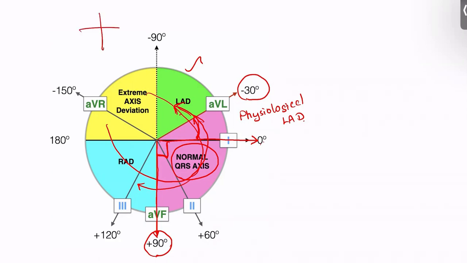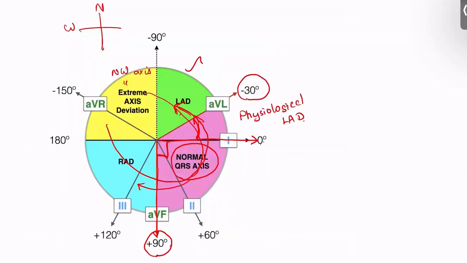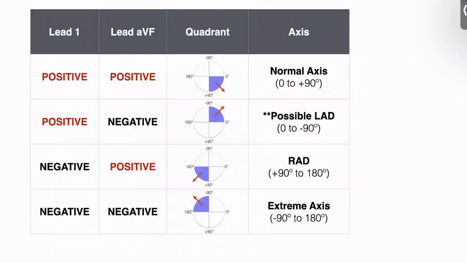Otherwise, it is north and west, so it is also called the northwest axis. The quadrant method is the easiest method to use, but it doesn't distinguish between physiological LAD and pathological LAD. Since the perpendicular leads are lead 1 and lead aVF, we use these two leads for the quadrant method.